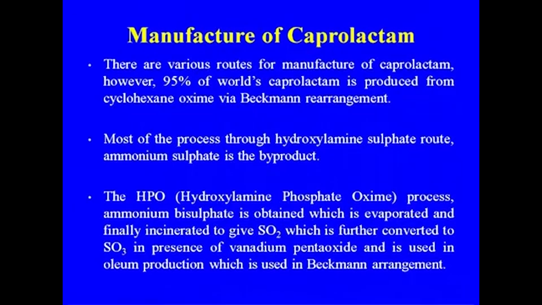which we are producing. So, in the hydroxylamine phosphate oxime process, ammonium bisulfate is obtained, which is evaporated and finally incinerated to give SO2, which is further converted to SO3 in presence of the vanadium pentoxide and used in the oleum production. So, in this process we are using the sulfuric acid also.